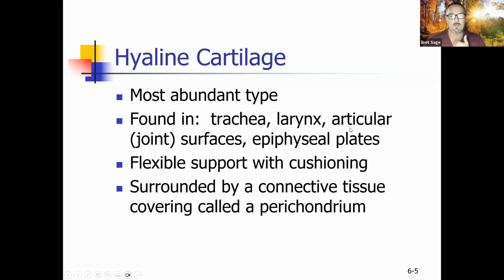You find it in the trachea, which is your windpipe. This is what allows your trachea to be flexible but holds open against the negative pressure. Larynx, which is your Adam's apple, the articular joint surfaces, and the epiphyseal plates. These are the plates between the center of bones and the ends of bones while we're still growing as children. It gives flexible support with cushioning and is surrounded by a connective tissue covering called the perichondrium. If you remember last time we talked about the periosteum, similar, but it's even slower to heal. Believe it or not, hyaline cartilage is one of the slowest tissues in the body to heal.